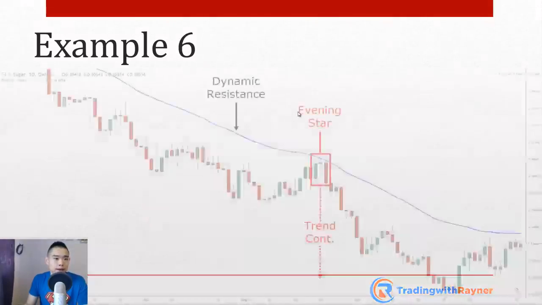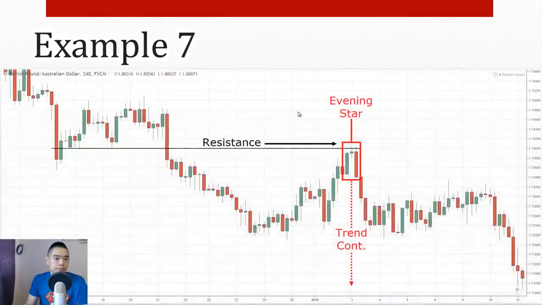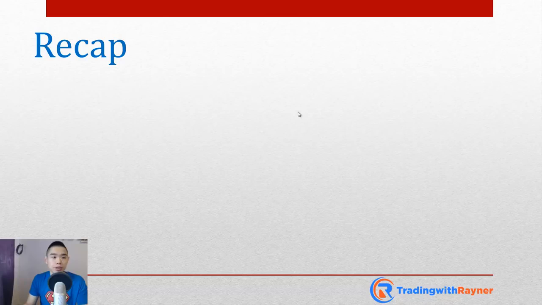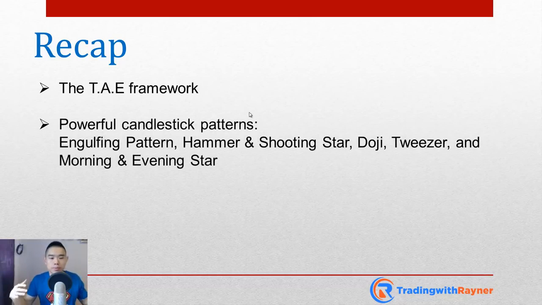Okay, with that said, we've covered this. All right, let's do a quick recap, shall we? What have we learned so far? We have spoken about the framework: the trend, area of value, and entry trigger. If you look for these three things, you can find high probability trading setups in bull markets and bear markets. Then we spoke about the candlestick patterns that you might want to pay attention to: the engulfing pattern, the hammer, shooting star, doji, tweezer tops and bottoms, and morning and evening star. That's pretty much what we have covered. So yep, that's a recap.